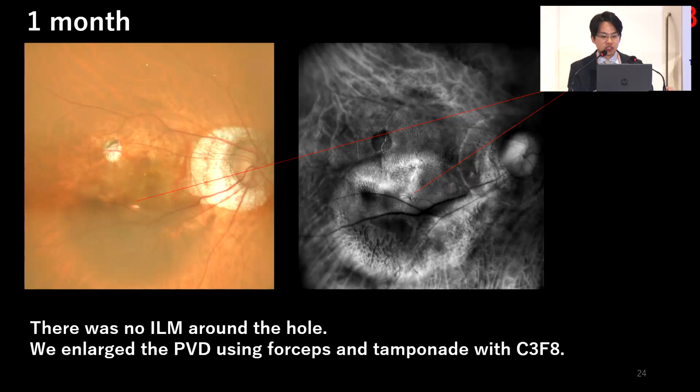With retromode imaging, it is easy to detect the palavascular hole. During the reoperation, there was no ILM around the hole. We enlarged the PBD using forceps and tamponade with C3F8. In this case, weird vitreous adhesion is probably the main cause of the postoperative palavascular hole.